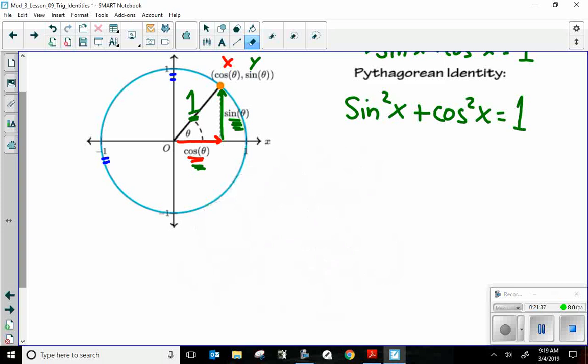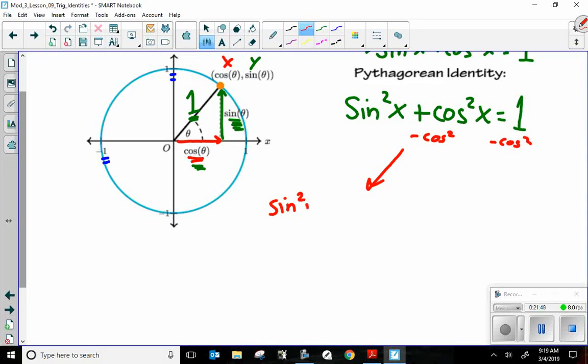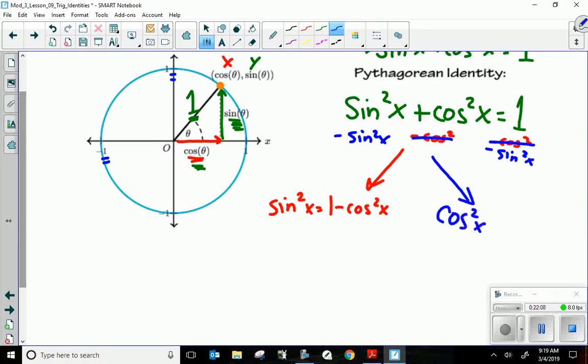So we're going to use that right here. What happens if I subtract cosine squared from both sides? I would get sine squared of x equals 1 minus cosine squared of x. What if I subtracted sine squared from both sides instead? I would get cosine squared of x equals 1 minus sine squared of x.